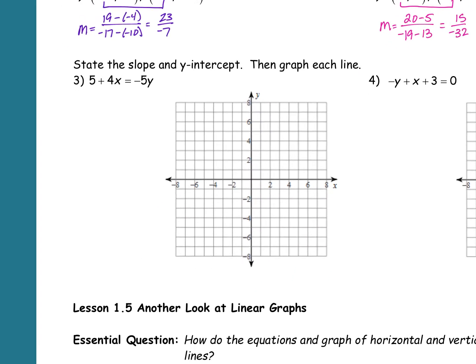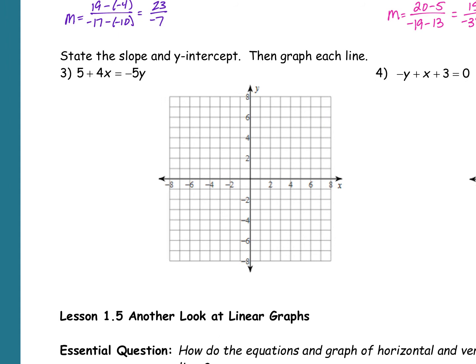Next. So graph it. I need to put it in slope-intercept form, which means I need to solve for y. So I'm going to divide everything by negative 5. So I've got y equals negative 4/5 x minus 1. So my slope is negative 4/5. My y-intercept is negative 1. So 1, 2, 3, 4 over 5.